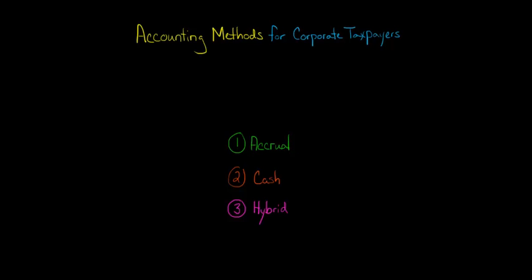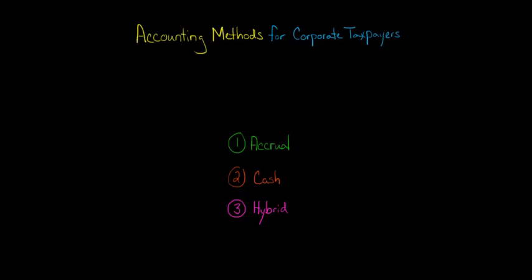In this video, we're going to talk about the different accounting methods that a corporation can use when it's filing its tax return. So when you initially create a corporation, you're going to get a choice of 3 different accounting methods. And you want to choose carefully, because if you decide to change your accounting method at some point in the future, it's going to require approval from the IRS.